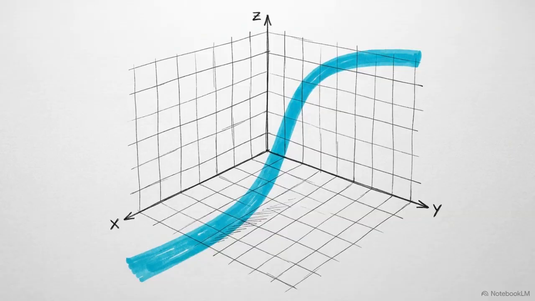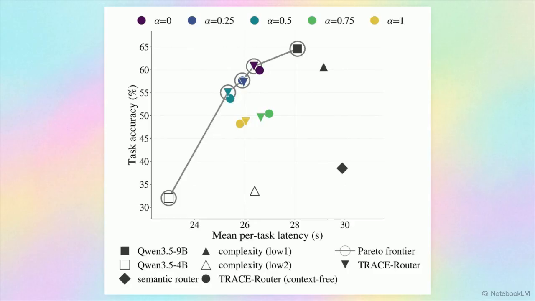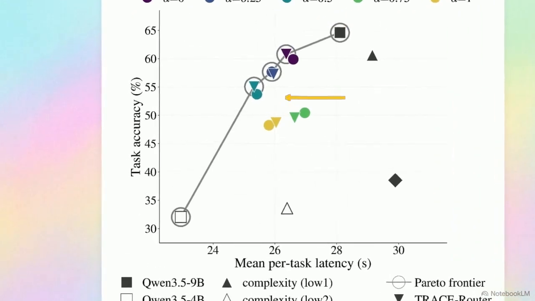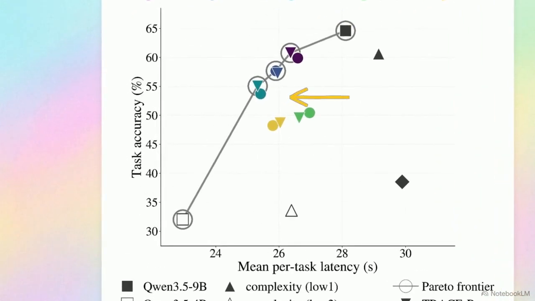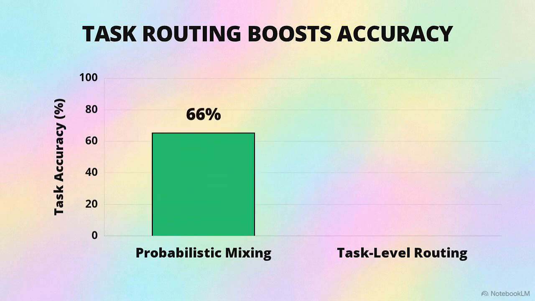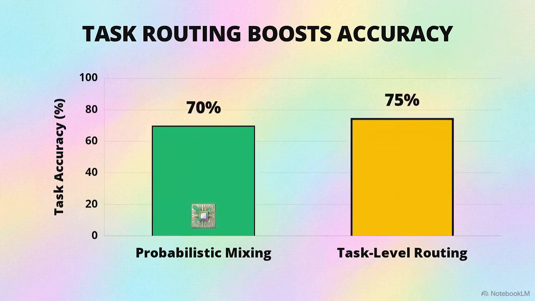The empirical proof of this architecture is visible in the Pareto frontier data mapping task accuracy against mean latency. This chart plots task accuracy against latency. Square markers represent the baseline small and large models. Mixing them tracks a straight line. TraceRouter's circular markers push past this interpolation line, operating strictly in the non-dominated interior. With a matched latency budget, task-level routing achieves 7 to 8 higher accuracy points than probabilistic mixing.